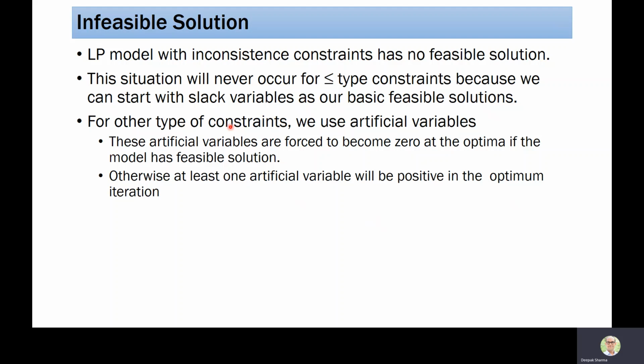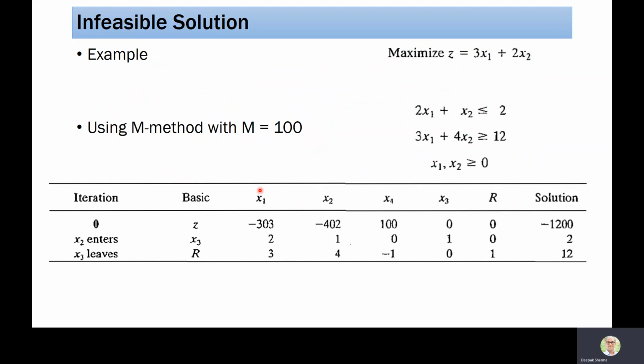But when we have other kinds of constraints, then this problem can come. Now when we use artificial variables, these artificial variables are forced to become 0 at the optimum if the model is feasible. Otherwise, at least one artificial variable will be positive in the optimum iteration. Meaning that when we perform the Simplex method and in any iteration we have to stop, meaning the optimum is reached based on the Simplex rule, but one or many of the artificial variables are still in the basic solution, then we can say that it is an infeasible solution.